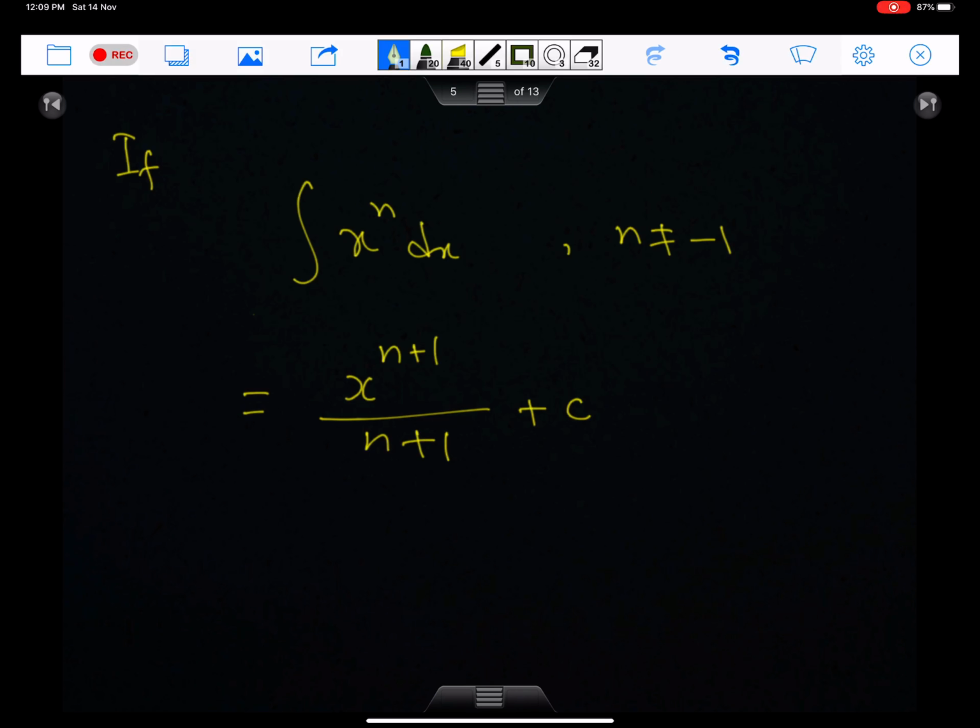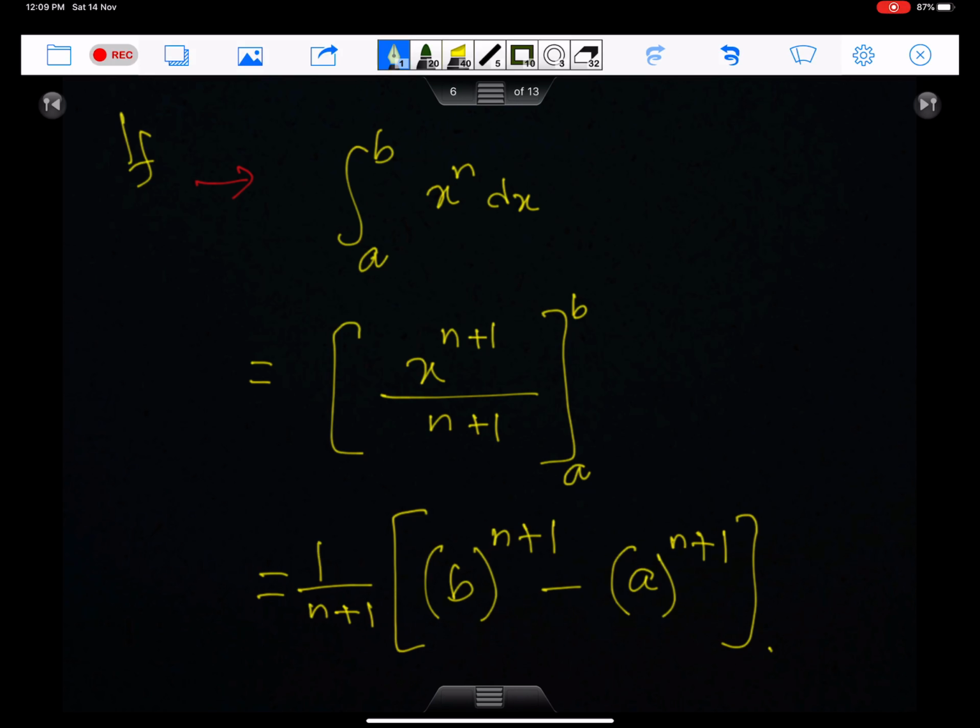Well, this formula is true for all values of n except -1. When n is -1, then never use this formula. For -1, there is a different formula, and I will discuss that formula in my next lecture, hopefully.